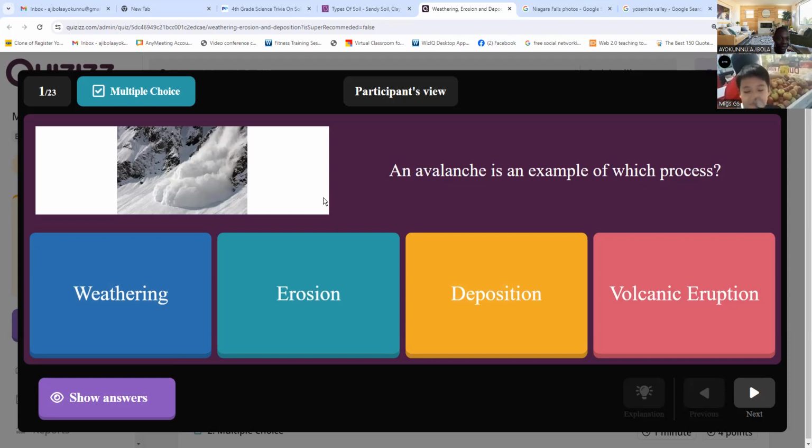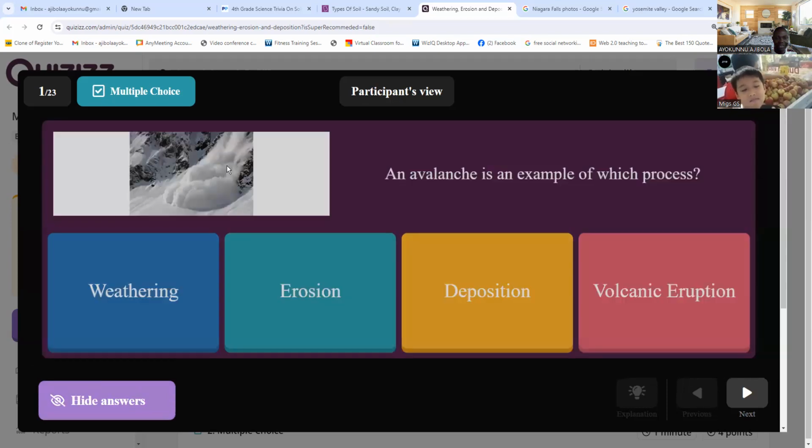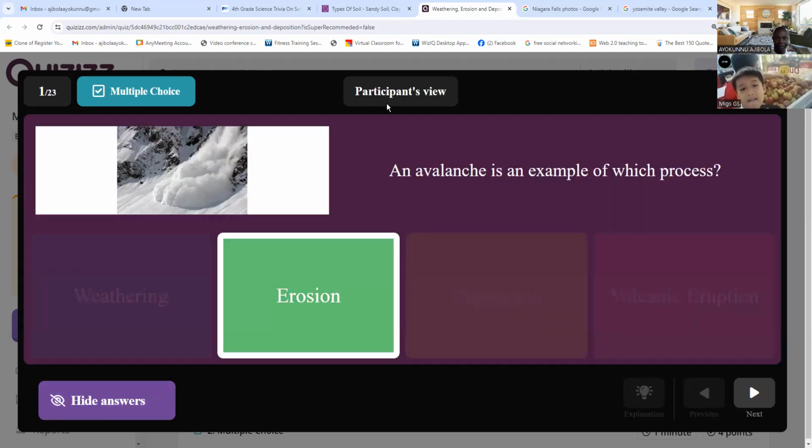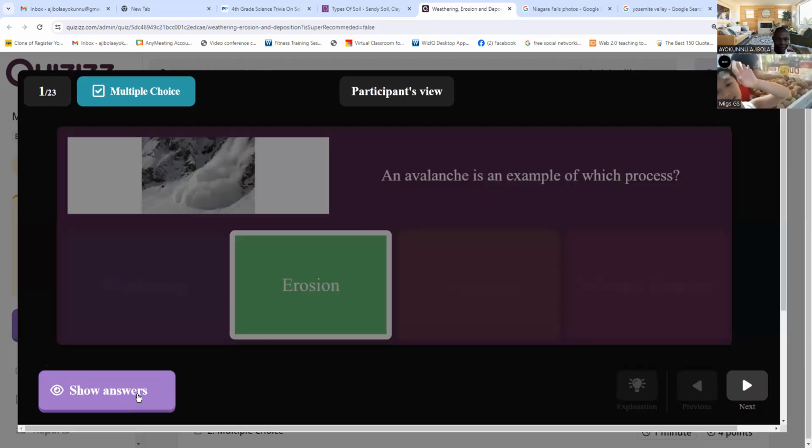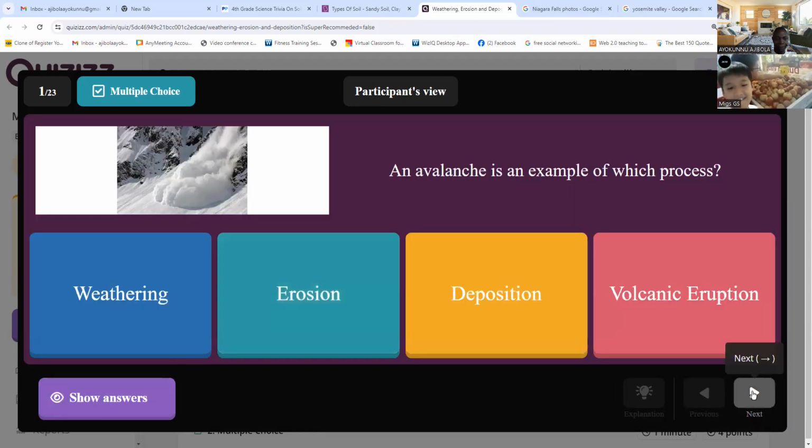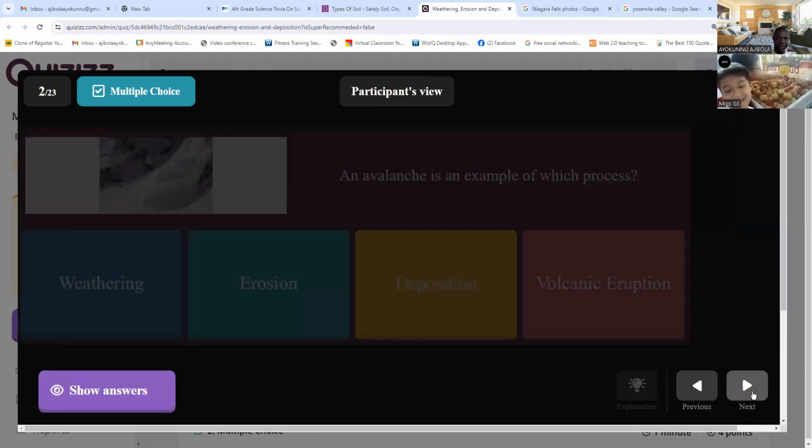We say weathering of rocks, but this is actually not a rock, this is movement of ice. So this is erosion. Is that clear? Okay, fine. So you have to take note of that.